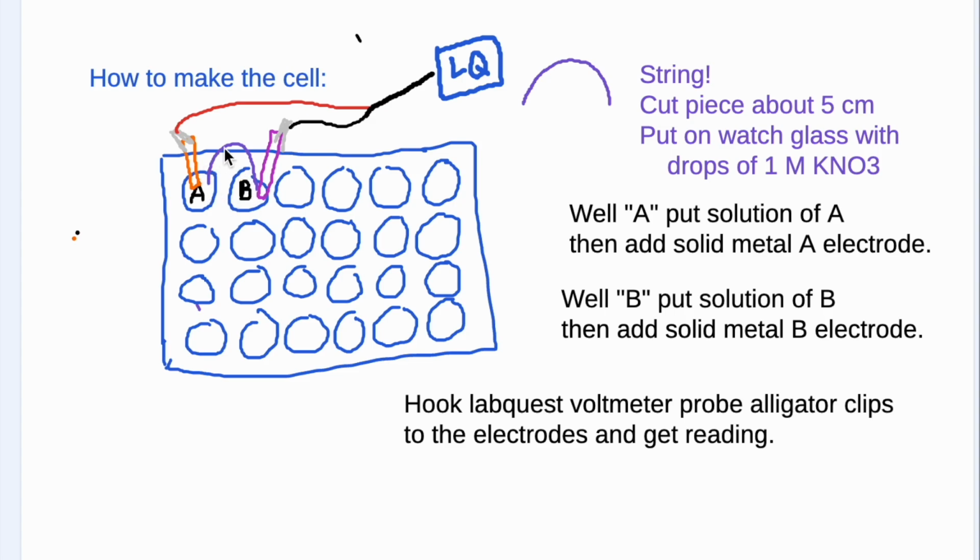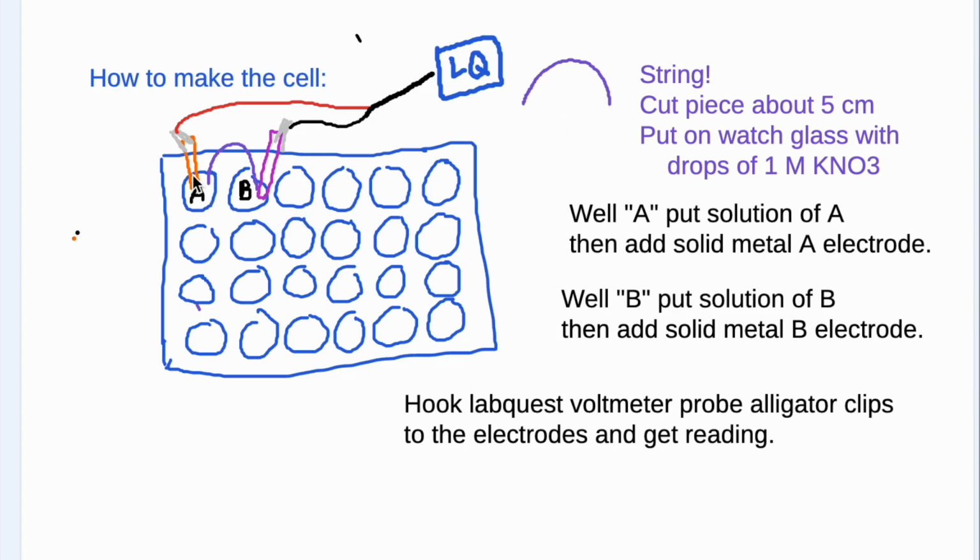And then connecting these two, this little purple arch is supposed to be a piece of string. So you would cut a piece of string about 5 centimeters. That's about the size of a saltine cracker or something like that. So you'll have it that long, and then you'd put it on a watch glass and put several drops of potassium nitrate solution on the watch glass to make sure that the string is wet with the salt solution.